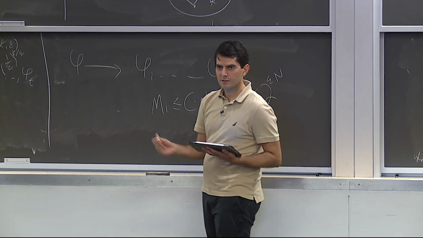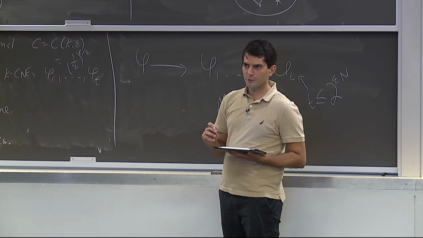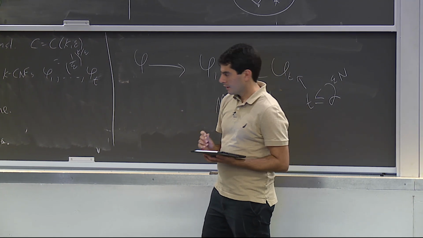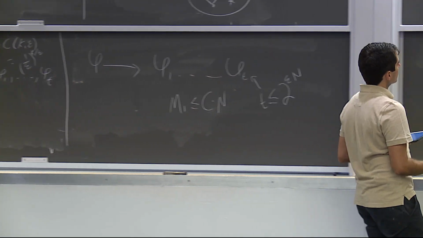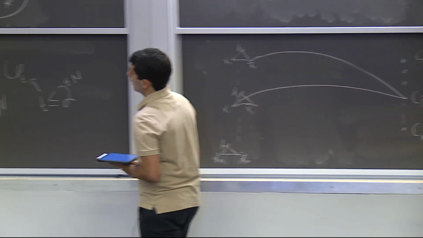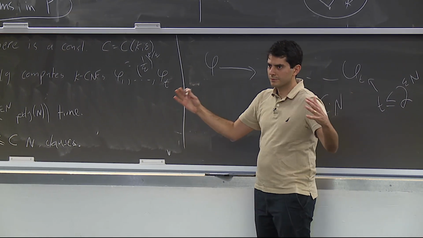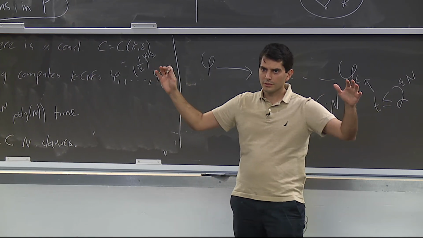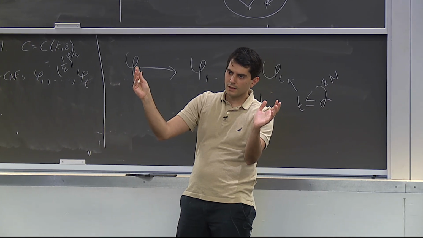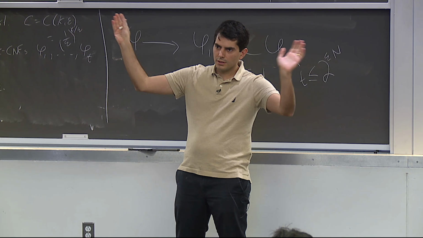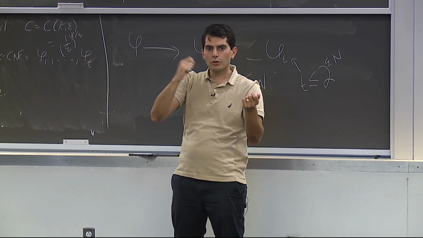Let me just give you some idea of how you prove such a thing. It's not going to be a formal proof. There's some math behind it. The idea is you have your clauses. It's a dense formula, it has a lot of clauses. So you try to find a variable that appears in many clauses, the variable that appears in the largest number of clauses. Then you say, okay, either this variable is true or it's false.